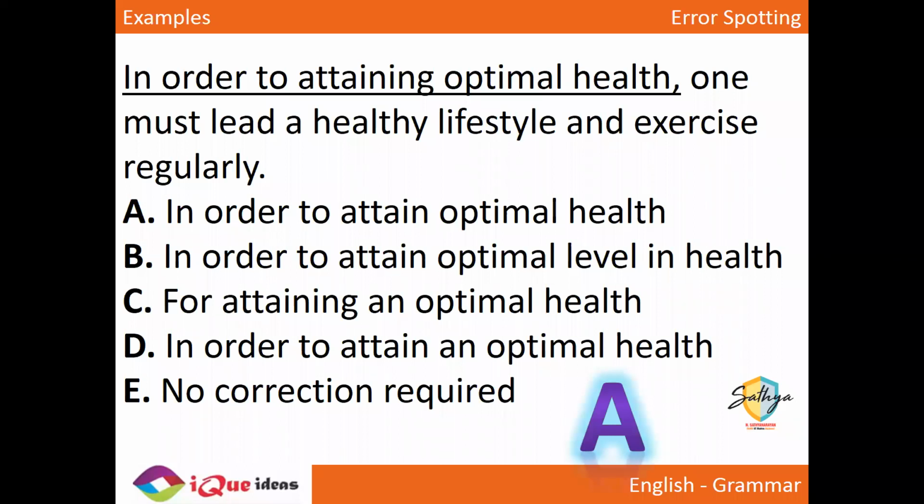So the easiest way to correct it is option A. In order to attain optimal health, one must lead a healthy lifestyle and exercise regularly. That's it. Did everybody get this one? I hope everybody got this one. Yes, excellent. Chalo, next then.